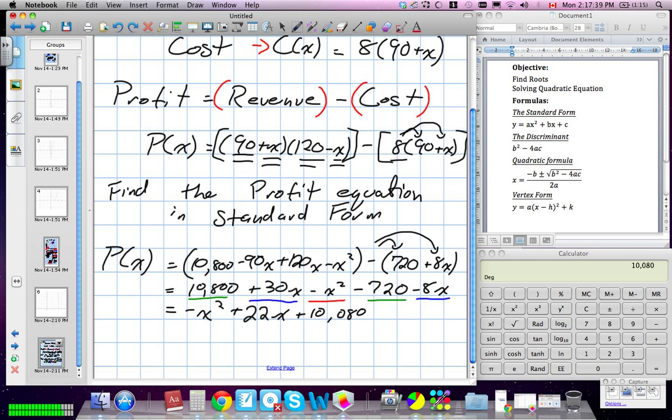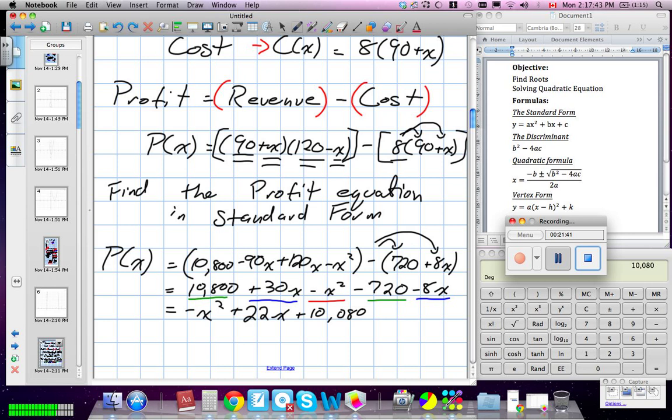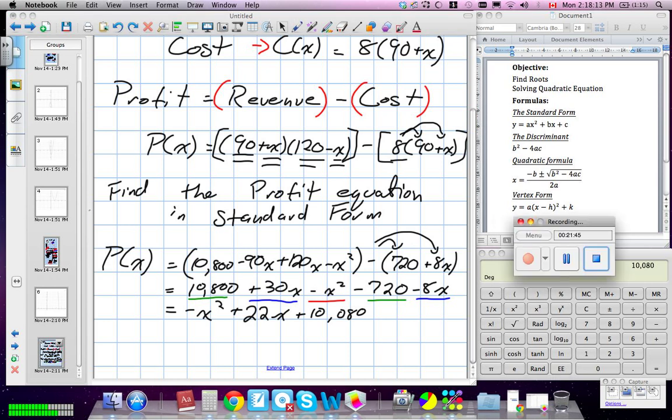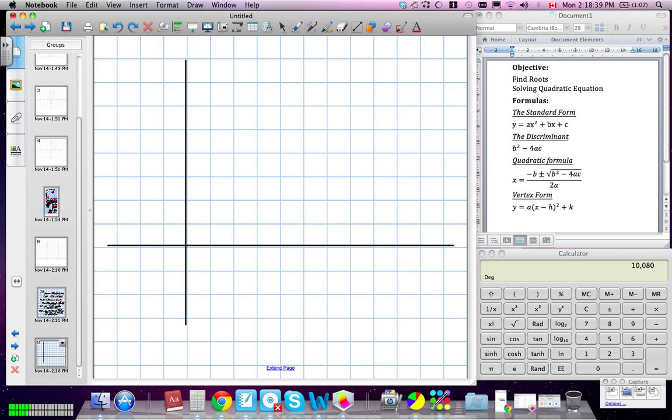So question B. Okay, so question B means they want us to maximize profit. So we have our profit equation. It was P at x is equal to negative x squared plus 22x plus 10,080.